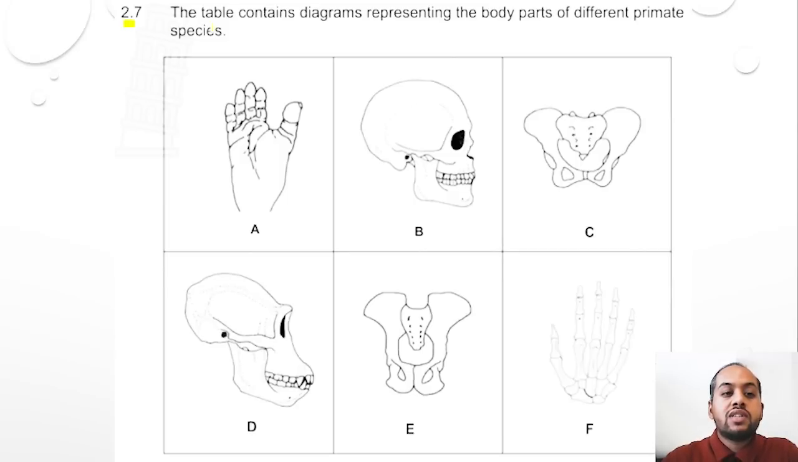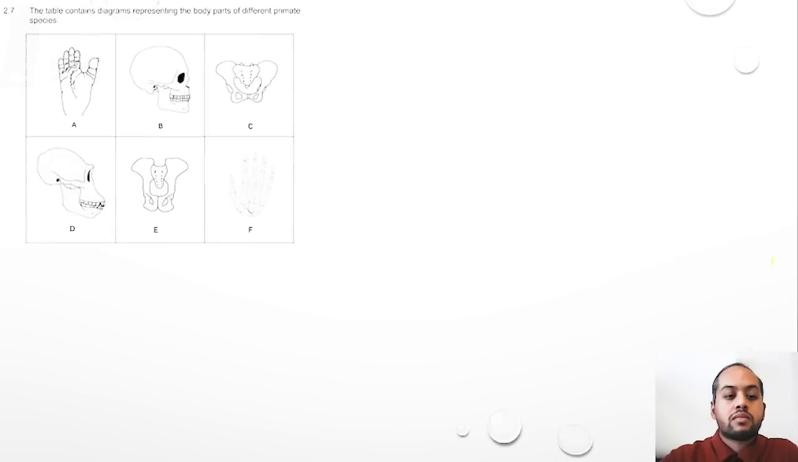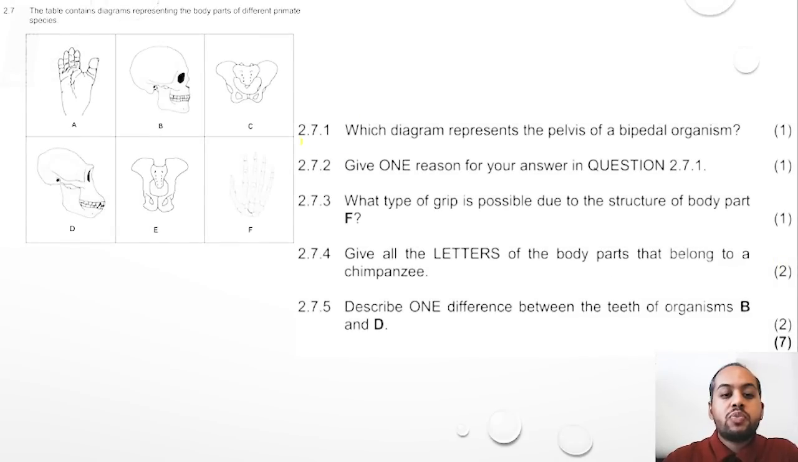The next question, 2.7, says the table contains diagrams representing the body parts of different primate species. So you have A, B, C, D, E, and F. The first question, 2.7.1, says which diagram represents the pelvis of a bipedal organism. You have two representing pelvis shape, it's C and it's E, but a bipedal organism has a short and wider pelvis compared to an African ape. Therefore, we are rather selecting C. Give one reason for your answer. The pelvis is short and wide.